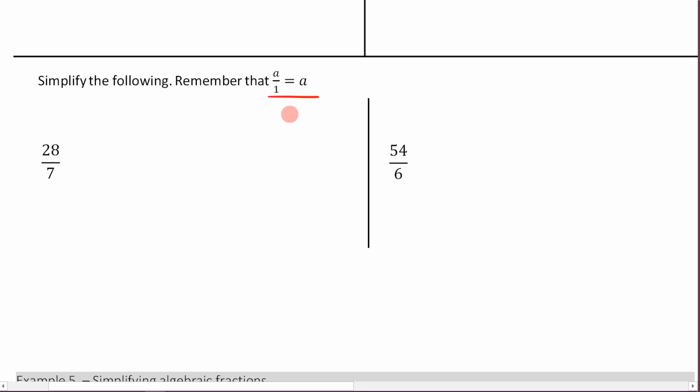1 is always equal to a. So what that means is any number divided by 1 is just equal to that number. So in this case right here, 28 divided by 7 is going to be 4, and 7 divided by 7 is going to be 1. So I've got 4 on 1, which is just the same as 4.